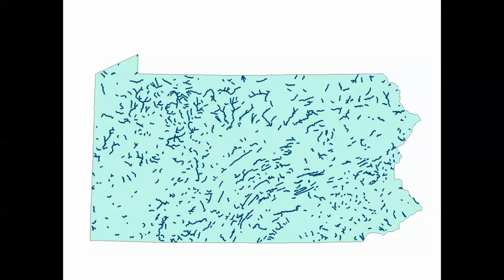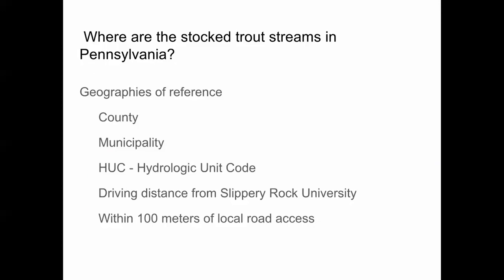If we look at the state of Pennsylvania, these are all of the tributaries, segments of stream that are in fact stocked with trout. And as you can see, there's quite a number of them, and they exist throughout the state in different densities in different areas. Now, in this case, what I'm really interested in are the trout streams as they relate to specific areas of two counties, and that is Butler and Mercer counties in western Pennsylvania.